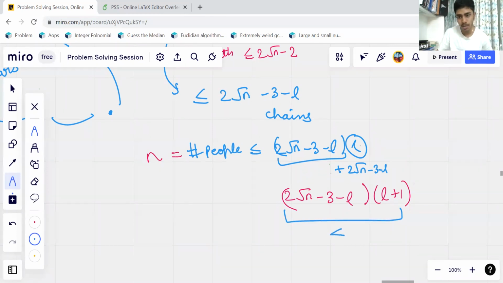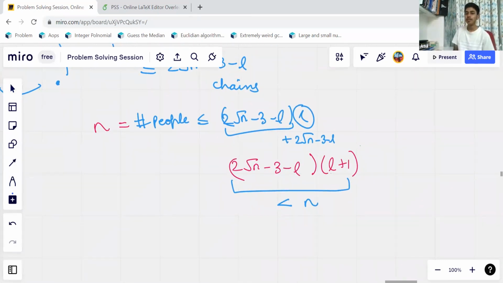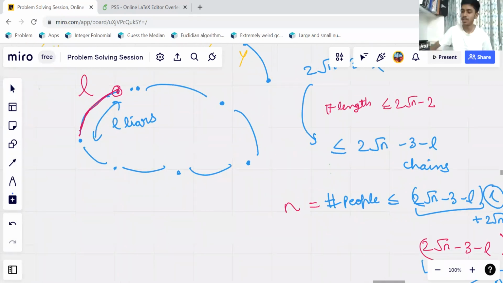And you get this expression, which by AM-GM or something is going to be strictly less than N, because the problem has to work out. And so this is a contradiction because N is less than N. Does that make sense? Okay, nice. This is actually a nice problem.